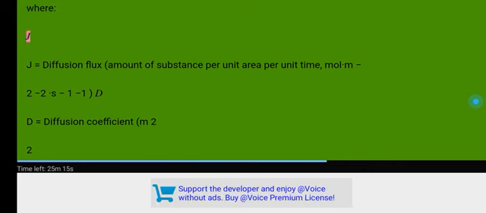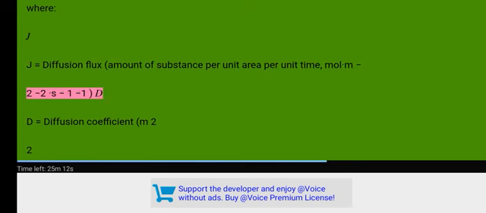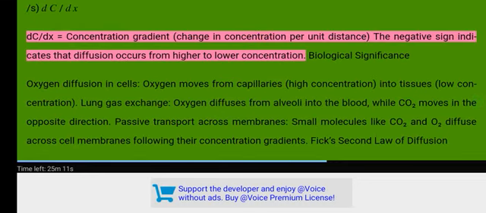Where J equals diffusion flux, the amount of substance per unit area per unit time, mol m⁻² s⁻¹. D equals diffusion coefficient, m² s⁻¹. dC/dx equals concentration gradient, the change in concentration per unit distance. The negative sign indicates that diffusion occurs from higher to lower concentration.